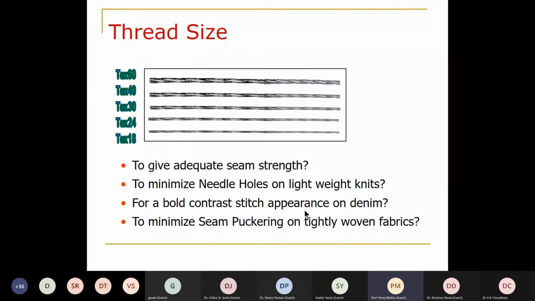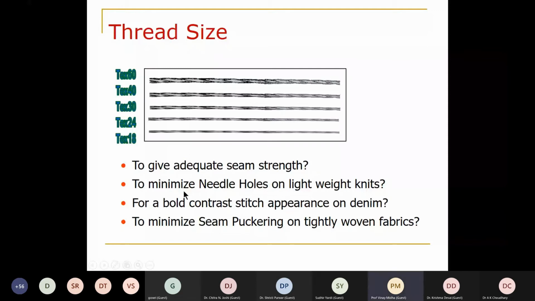So coming to the thread size, in this case we can see that 18 to 60 tex sewing threads have been shown, which differ in their fineness. Because of that, the selection of the needle will also change. So we need to select the thread according to the adequate seam strength which is required, in such a manner that it should minimize the needle holes on lightweight knits.